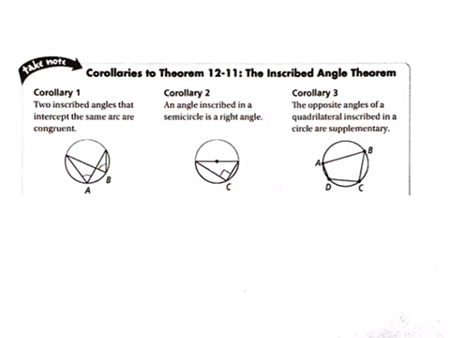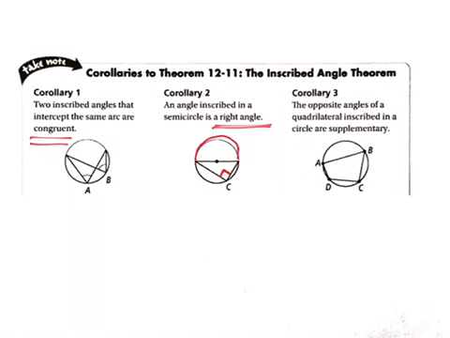Corollary 1. 2 inscribed angles that intercept the same arc are congruent. Corollary 2. An angle inscribed in a semicircle is a right angle. So basically, if the arc is 180, you know that the inscribed angle has to be half that, so it has to be 90, so it'd have to be a right angle.